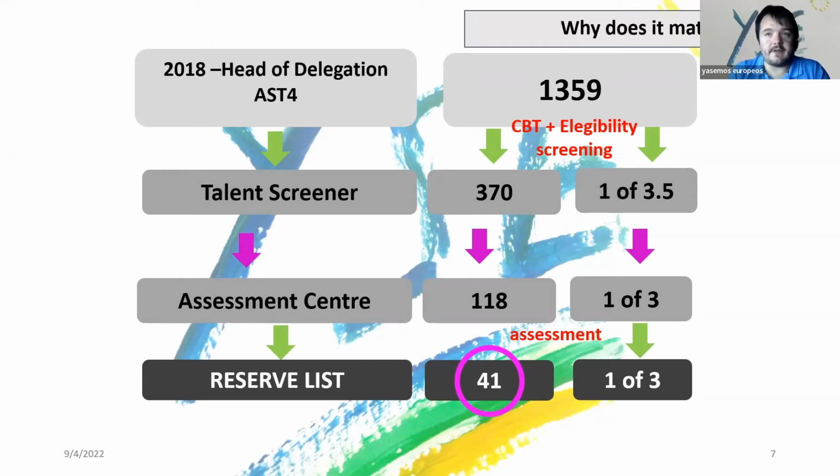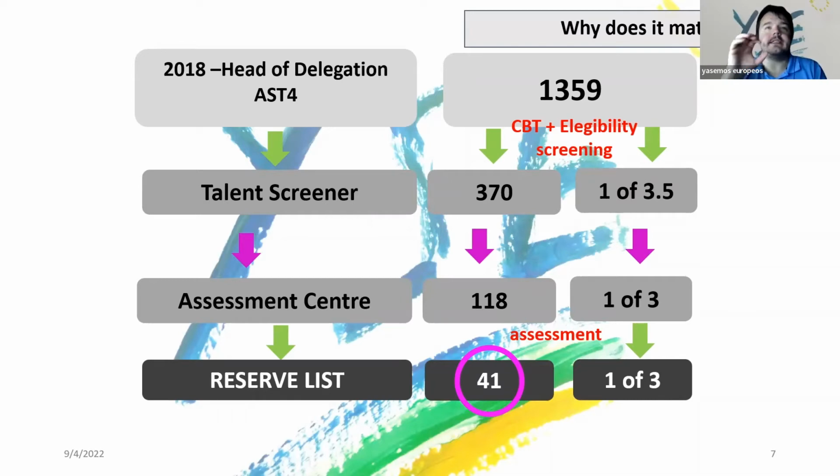So you can always have a few more spots if there are some candidates that got, at the last mark that allowed access to the reserve list, the same punctuation, so the same marks. So several of them got in. That's why they were 41.